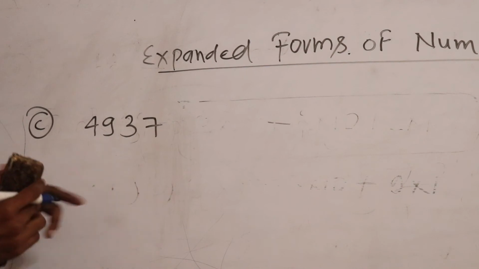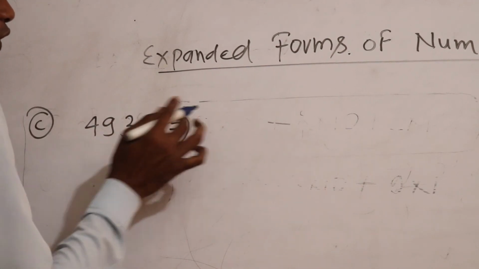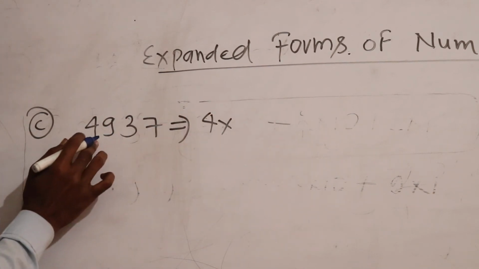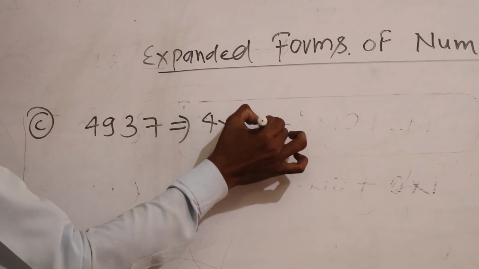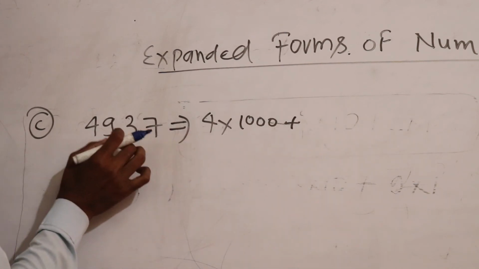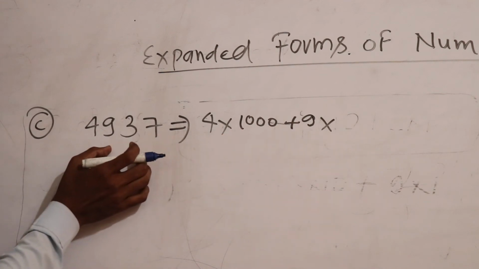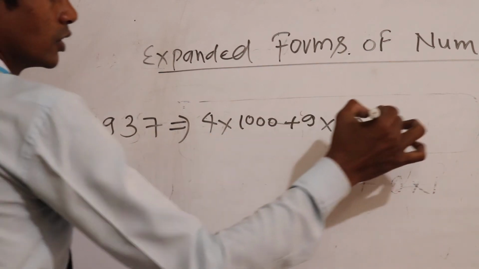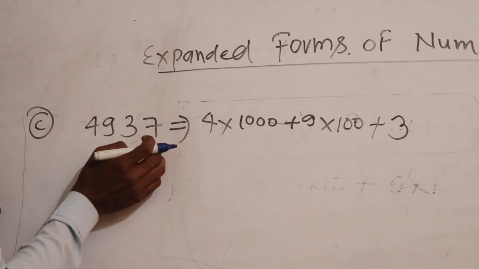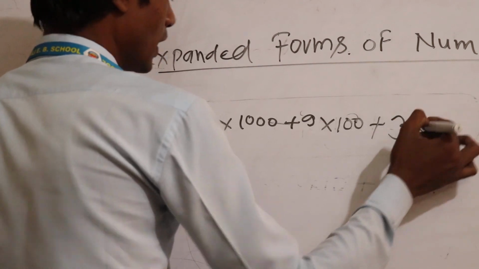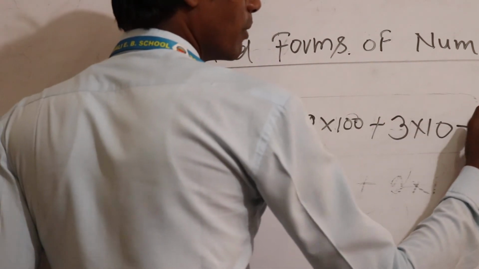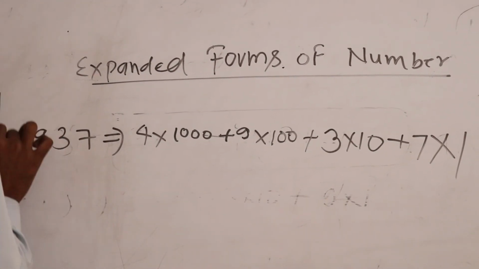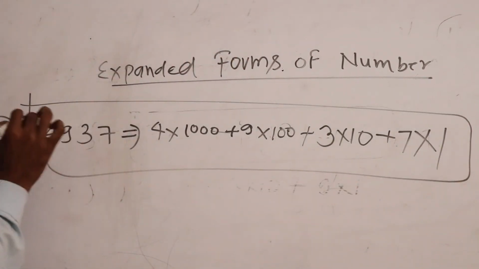4 digits: 4, 9, 3, 7. Here there are 4 digits. 4 with place value 1000, so 4 into 1000. Again, plus 9. Which place value of 9? 100. Good. Plus 3. Which place value of 3? 10. And at the end 7, place value 1. This is the expanded form of number.